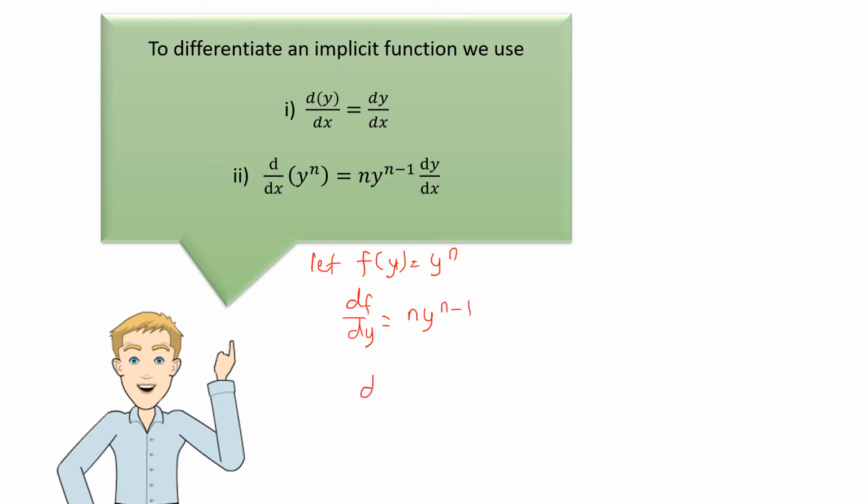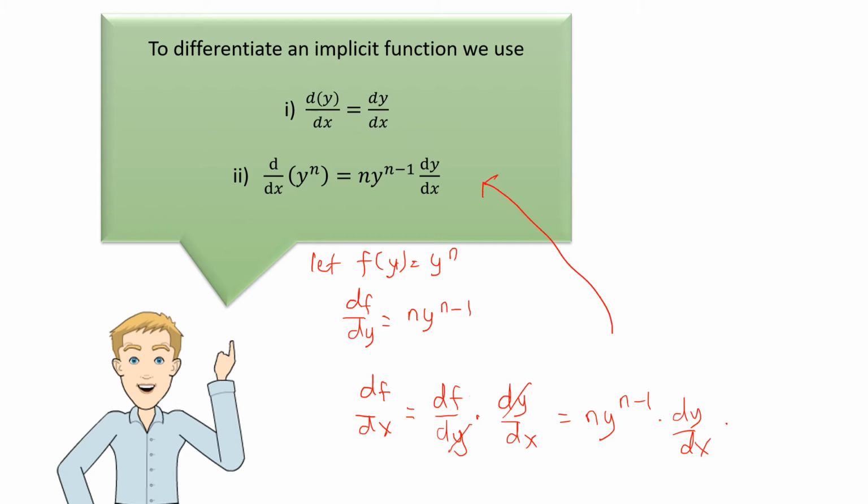So, if you differentiate with respect to x, df/dx equal to df/dy times dy/dx. Okay, kita guna chain rule. So, if you cancel dy you get df/dx. So, this is equal to n y power n minus 1 dy/dx. Here we get this.